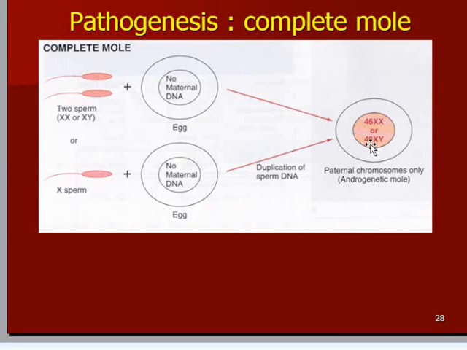In a situation like that, what happens? We get a complete mole, which means all villi. Suppose there are 2000 villi in a placenta, all 2000 villi will be cystically dilated. Never ever forget this, and in that case we call it a complete mole. You got it? So the point here is there is no maternal DNA. The ova does not contain maternal DNA, but it is fertilized by two separate sperms or one single sperm.